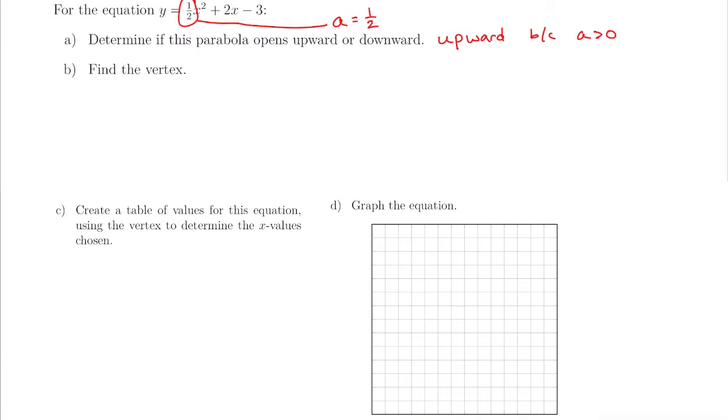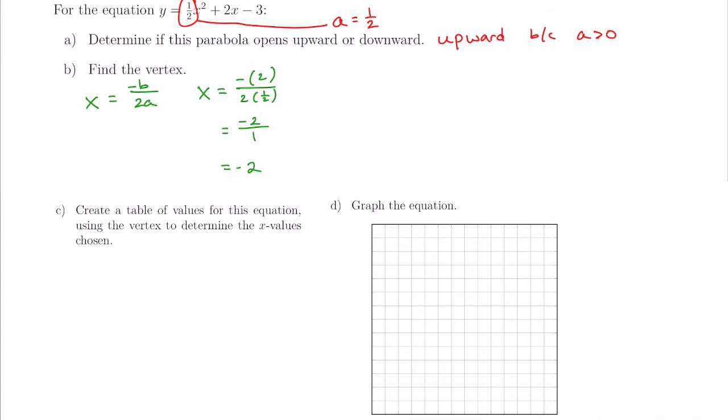In part B, to find the vertex, we use the formula to calculate the x-coordinate of the vertex, which is that x equals the opposite of b over 2a, or in this particular case, that x equals the opposite of 2 over 2 times a half. In the numerator, we end up with -2, and in the denominator, 2 times 1/2 is 1, and the fraction -2 over 1 is equal to -2.